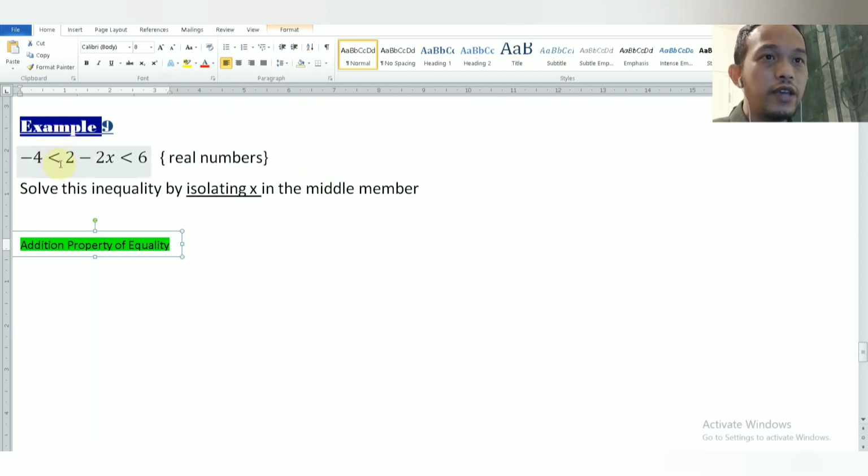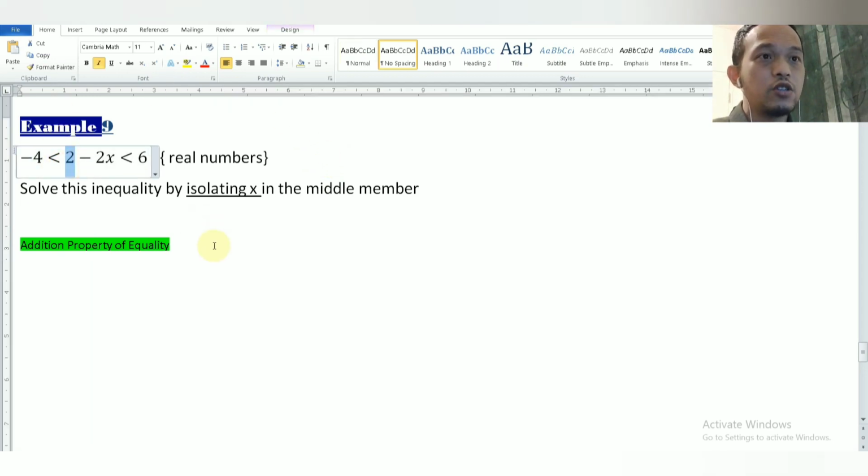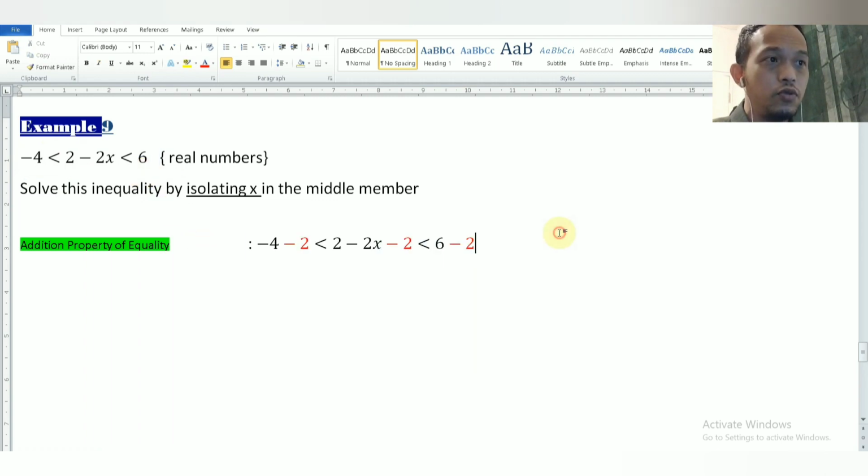So I want to get rid of 2 first. Okay, so I will subtract all of it by 2. When you apply addition property of equality in this kind of inequality, you have to do the same to all members. Okay, left, middle, and right. So let's do the arithmetic.